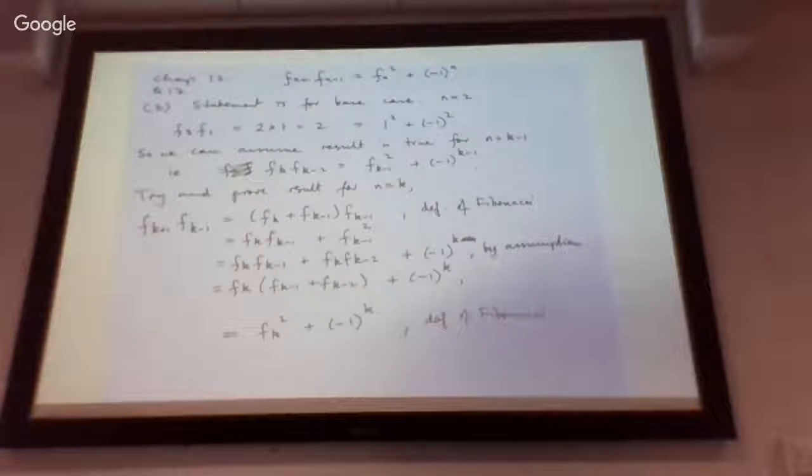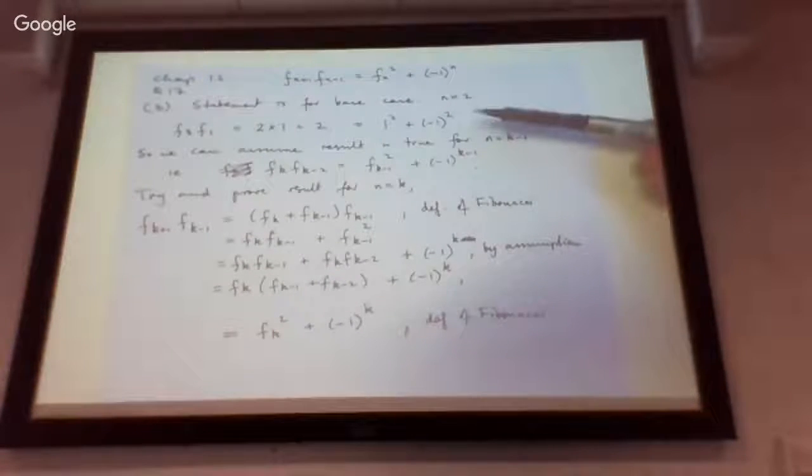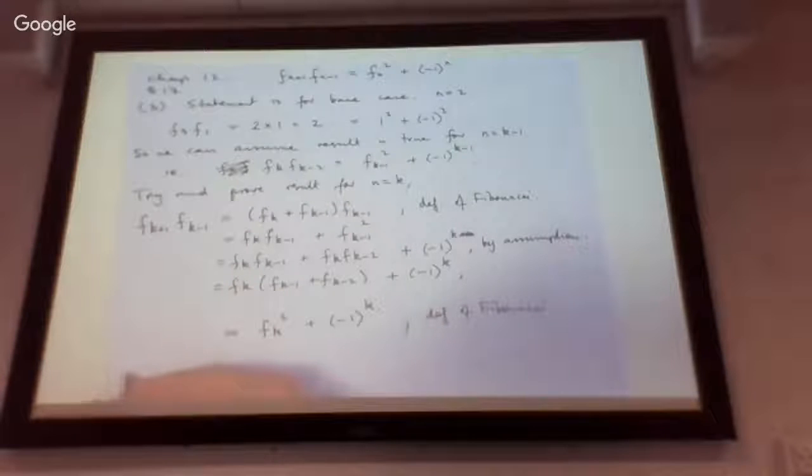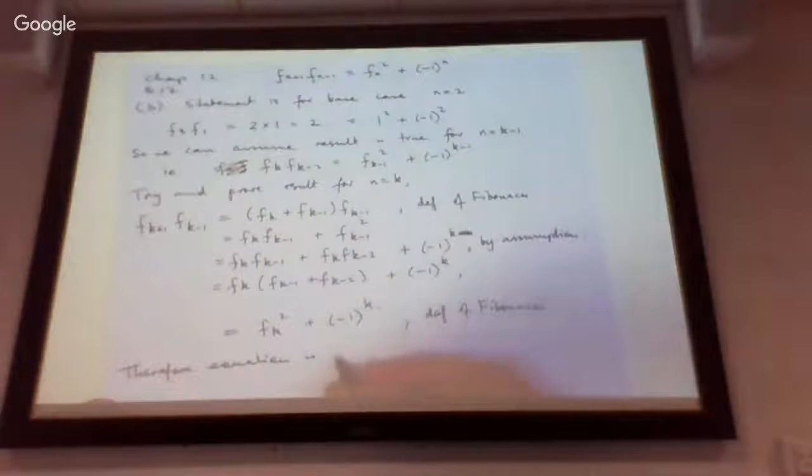So that's a proof of, sorry, we're in the middle of the induction proof. We did the base case, we made the assumption, and we derived the next result. So we can say, therefore, by induction, the equation is true for all n. The equation at the top of the page is true for all n bigger than or equal to 2 by induction.